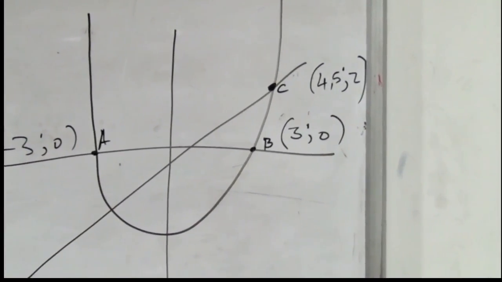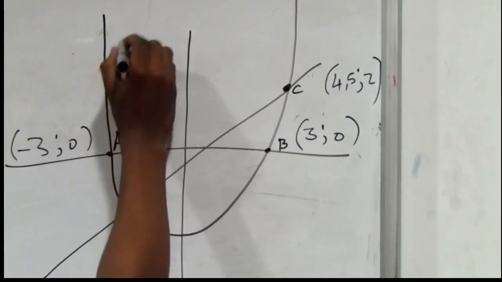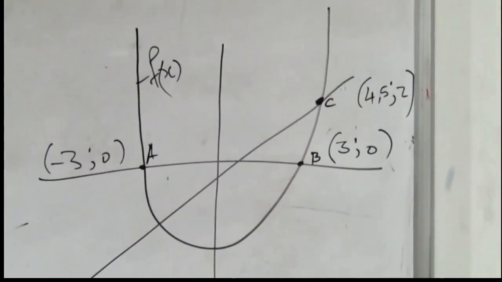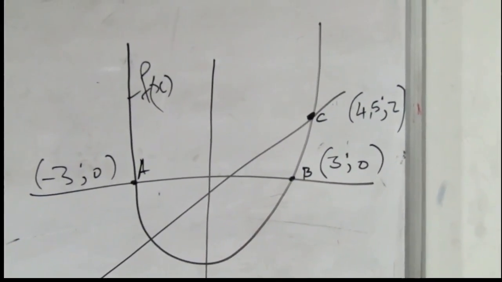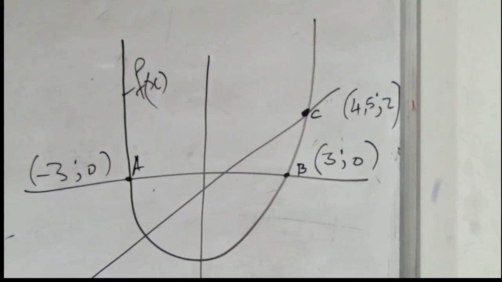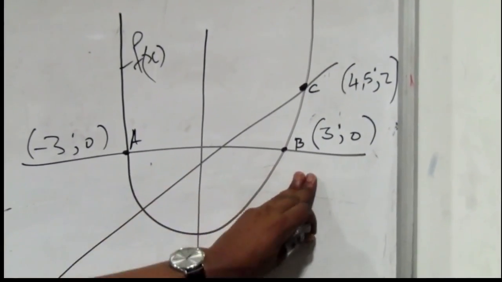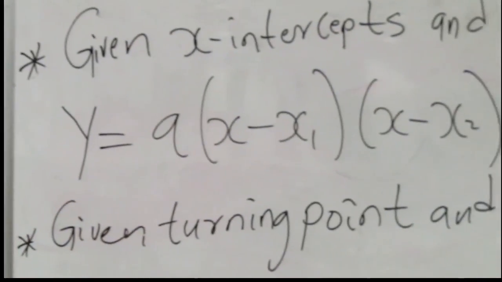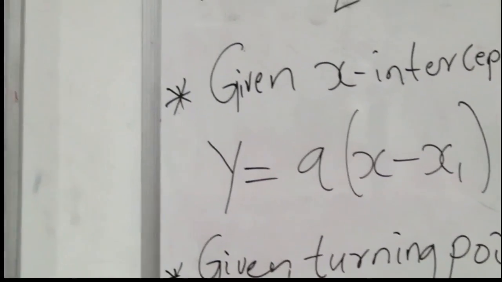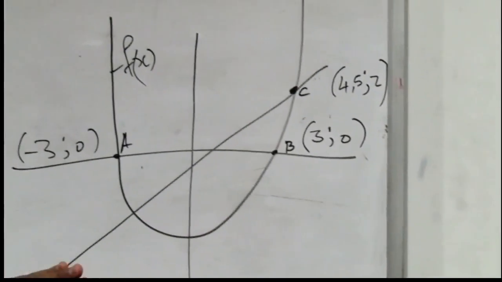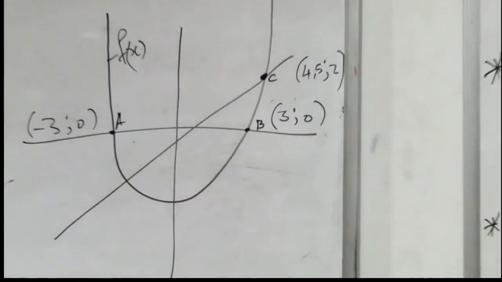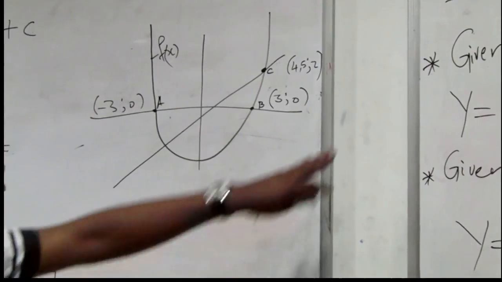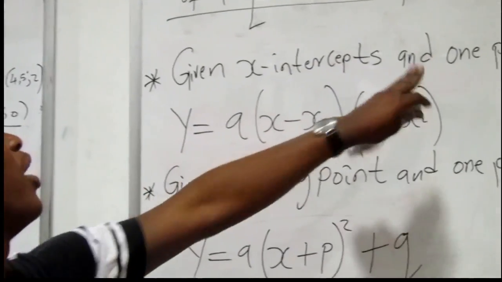Let us presume that this is f of x. Then they say we must determine the function equation of f of x. How are we going to determine f of x given these two x-intercepts and one point? We are going to use this formula as it is. We just take our values and substitute them accordingly. Then we solve for a. After solving for a, we conclude by simplifying our equation.